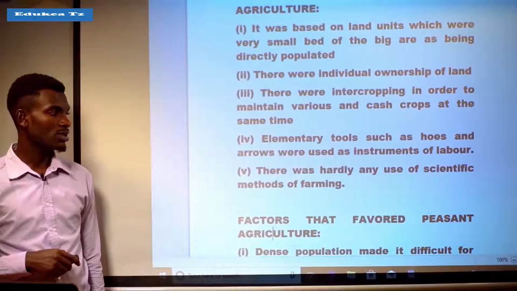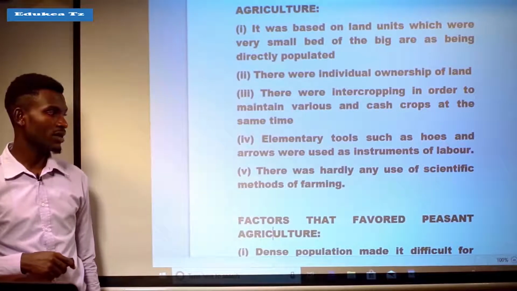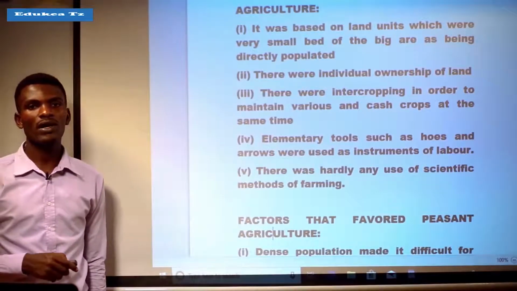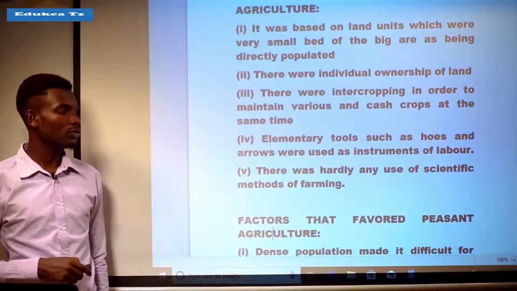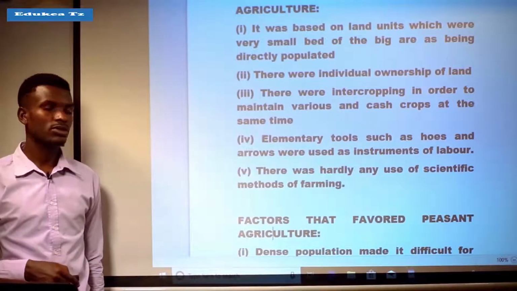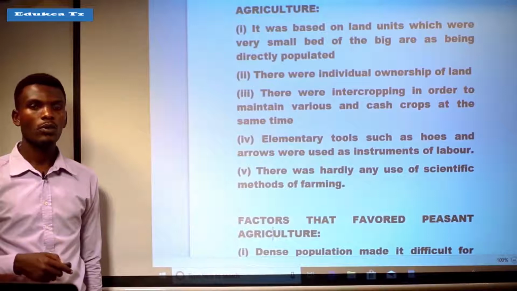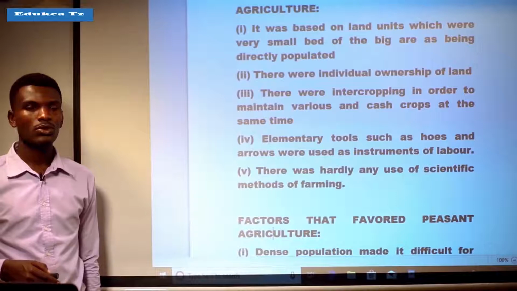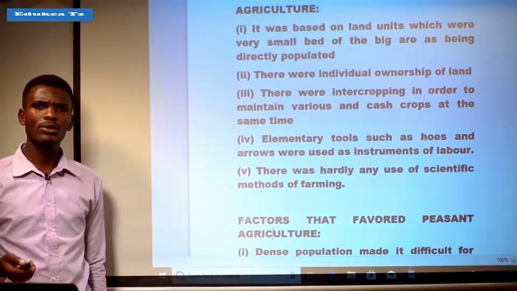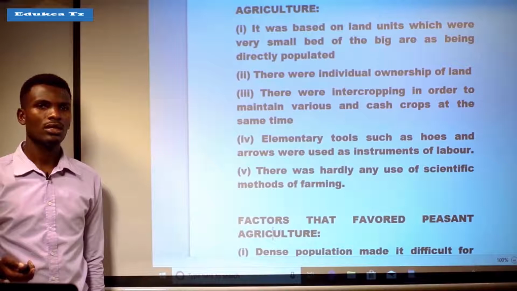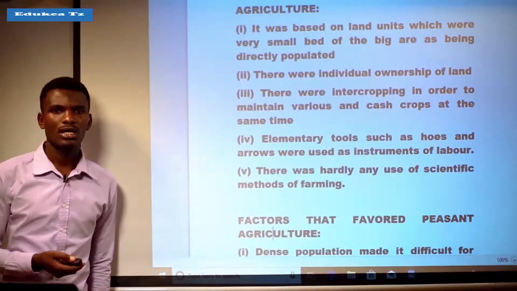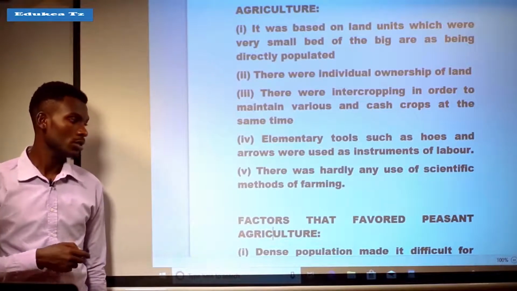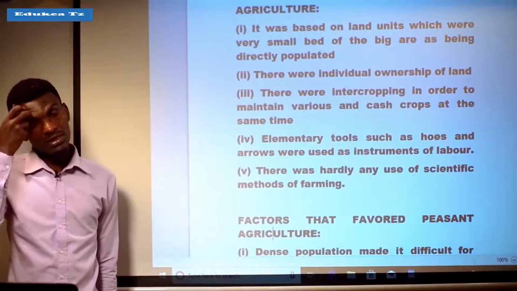And the last one was that there was hardly any use of scientific methods of farming. It means that there was no use of scientific methods, but rather local methods of farming, whereby poor methods were used. There was no use of industrial fertilizers, only manual fertilizer, as well as no scientific methods employed in peasant agriculture.